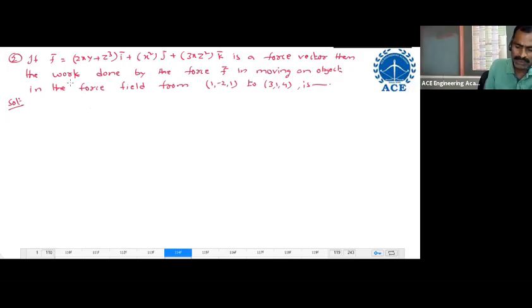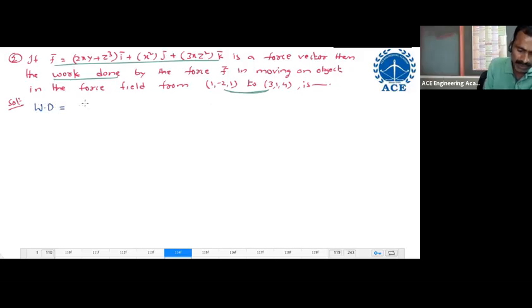So in this problem, we are asked to find the work done. Finding the work done is same as line integral. We are given a force vector. We have to find the work done between these two positions. So again, like the previous problem, we can do this problem. Finding the work done is same as line integral.